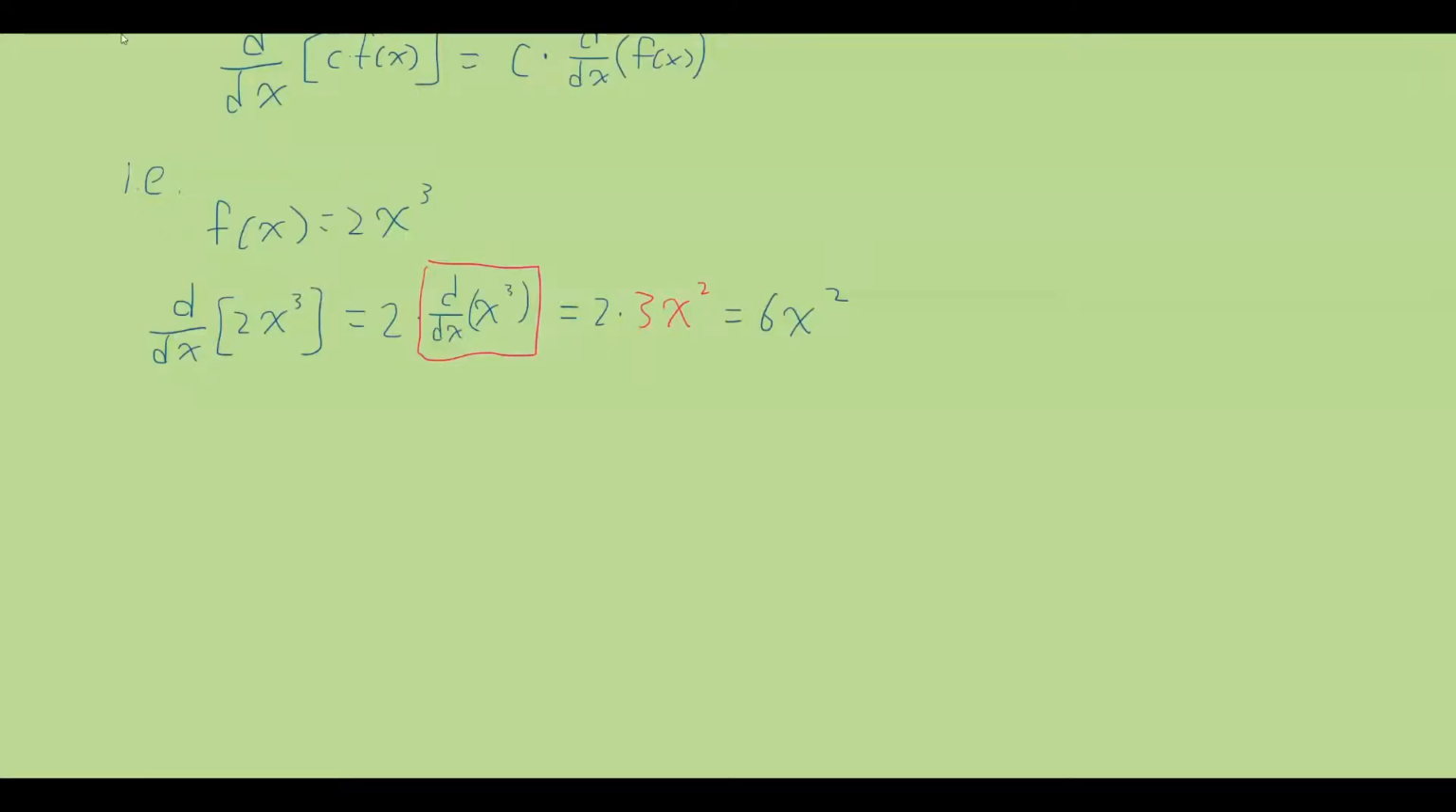All right, and let's try another one. Let's say I want to take the derivative of negative x. That is the same thing as taking negative 1 times the derivative of x. And we know that the derivative of x is 1 from earlier. So this is just negative 1 times 1, which is negative 1.